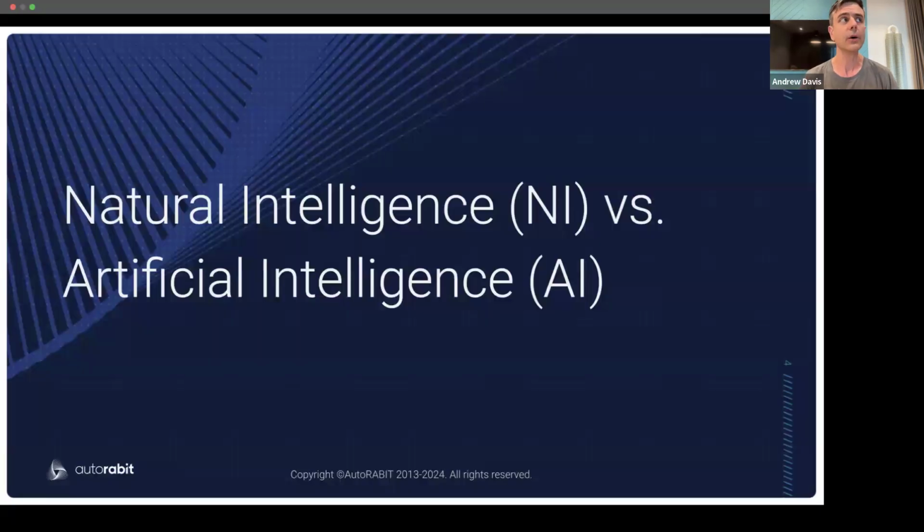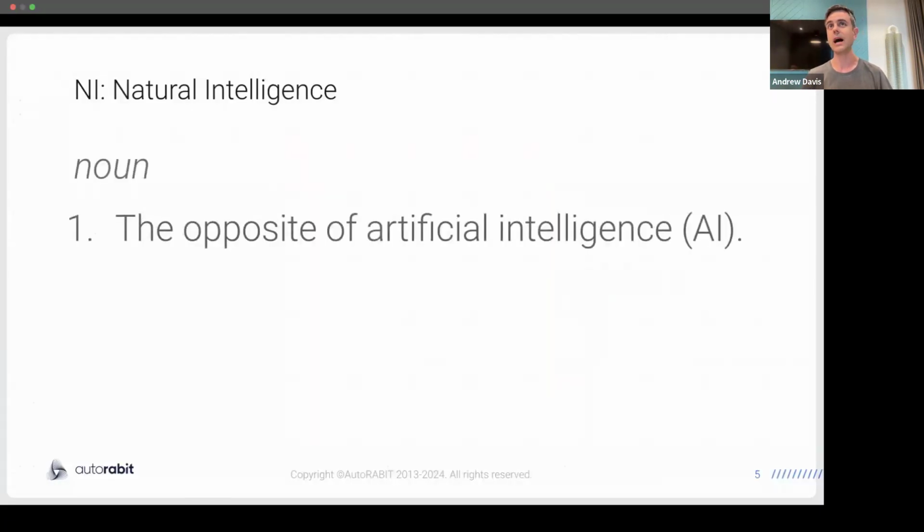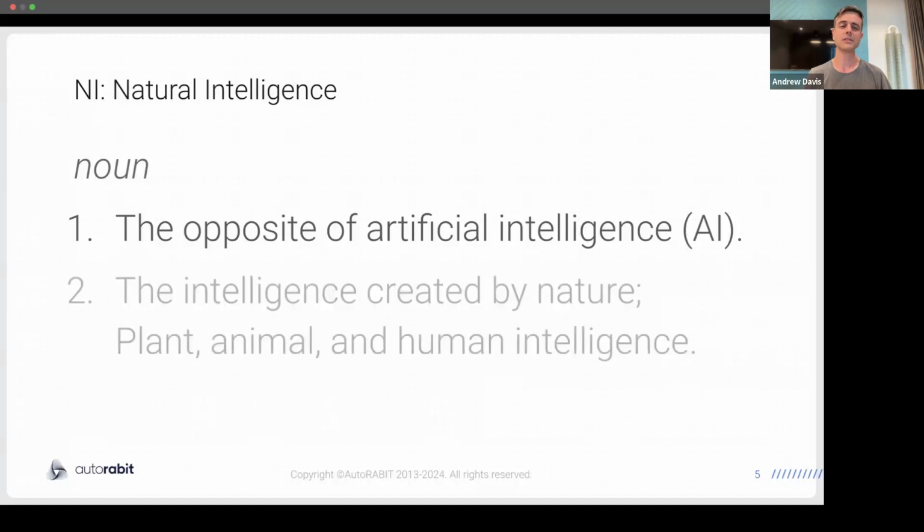So I wanted to start off by introducing this concept of NI, natural intelligence, as opposed to artificial intelligence. The world's been abuzz about artificial intelligence recently, but natural intelligence is a noun. It is the opposite of artificial intelligence. It is the intelligence created by nature, plant, animal, human intelligence. The term natural intelligence was actually coined by AI researchers when trying to describe and make a distinction between what we are building with silicon, for example, versus what exists made out of carbon in our very own world.